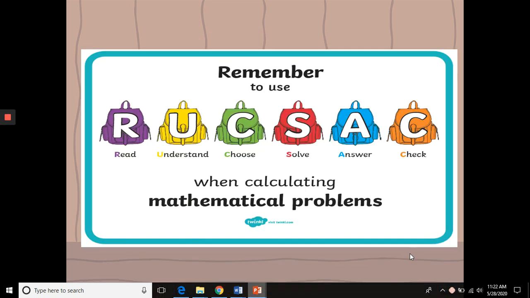Since we are going to solve word problems, there is something we need to remember, which is the RUCKSACK method. R stands for read, U stands for understand, C stands for choose the operation. It could be plus, minus, multiplication, division. S is solve the sum, A is answer, and C is check.